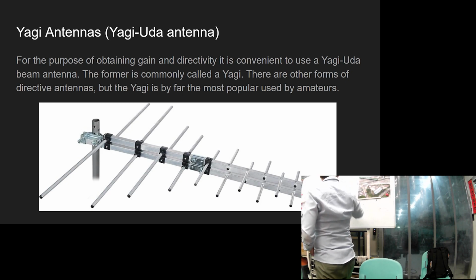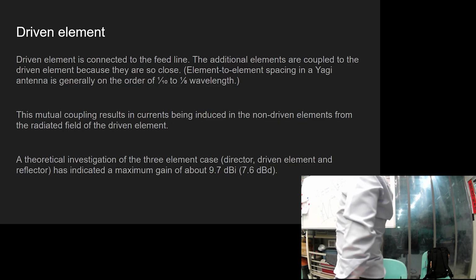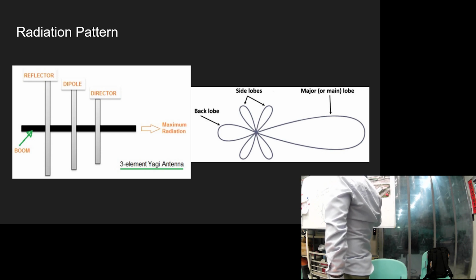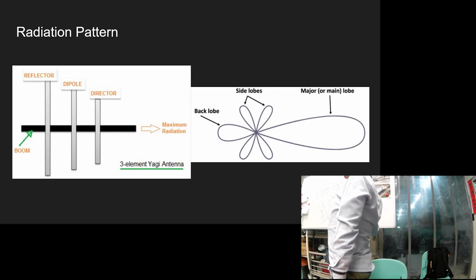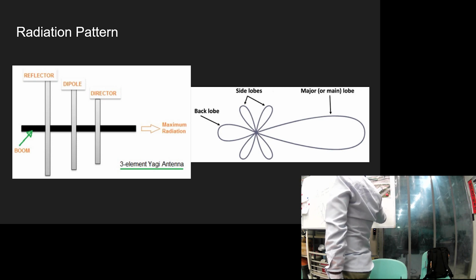Directional. What does it mean by directional? You will see this one. Still remember the donut shape that we showed for the omnidirectional antenna? The Yagi antenna will have a different shape. One side is stronger, one side is weaker.